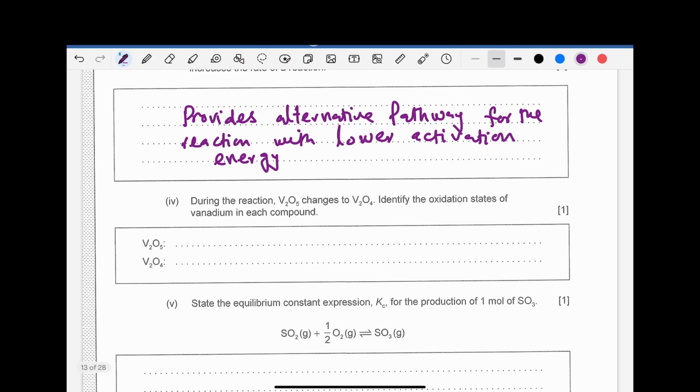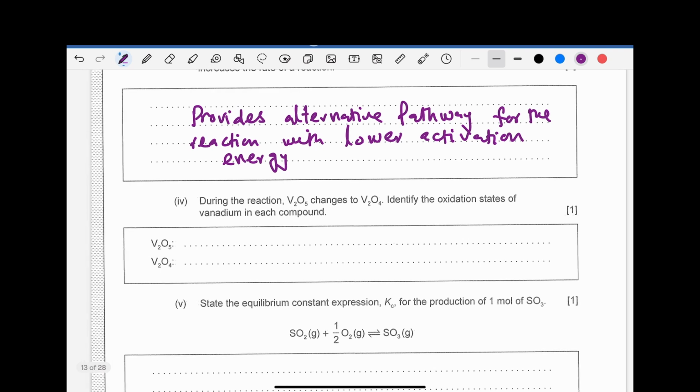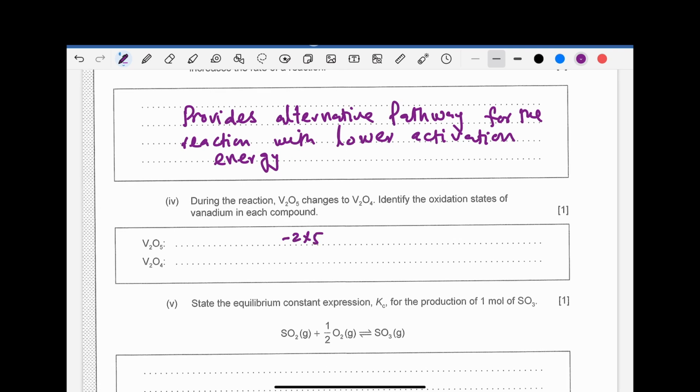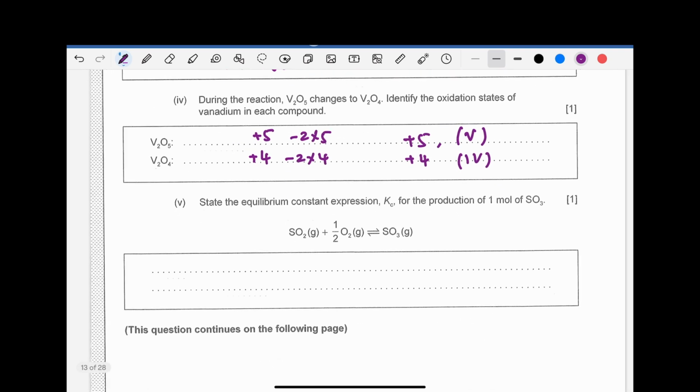During reaction, V2O5 changes to V2O4. Identify the oxidation state of vanadium in each compound. So in V2O5, each oxygen is -2, so -2 times 5, so vanadium will be +5. Roman numeral 5. In V2O4, each oxygen is -2 times 4, so each vanadium will be +4. So in V2O4, vanadium is +4.